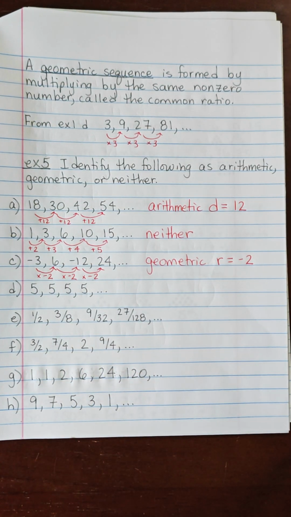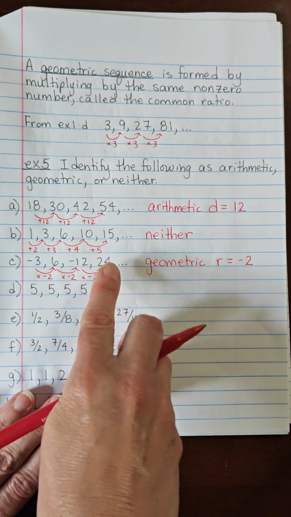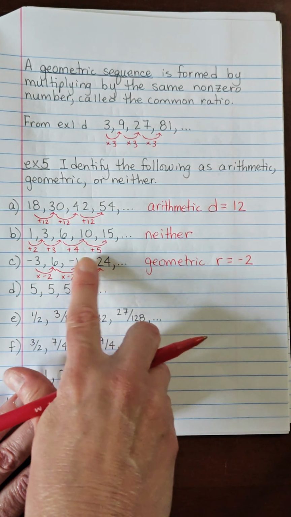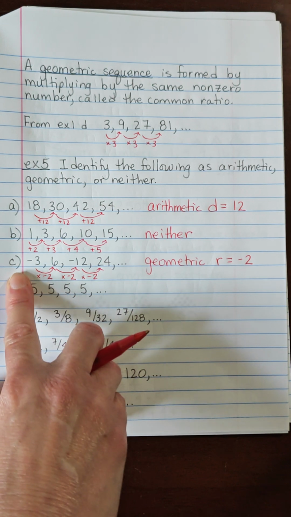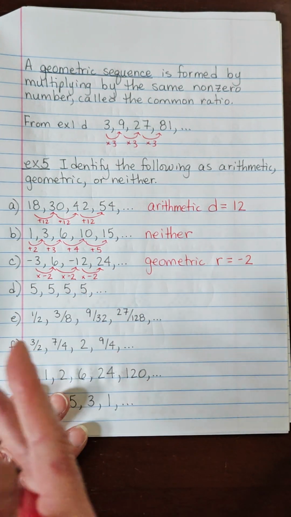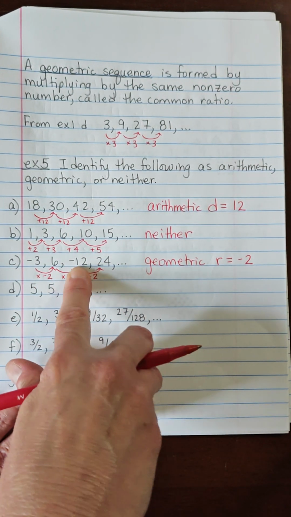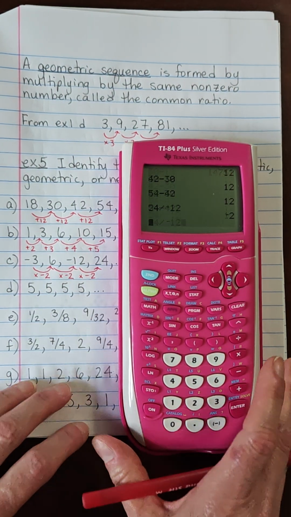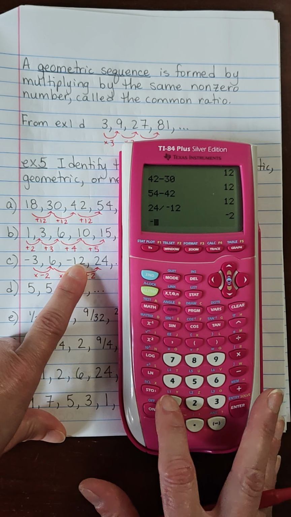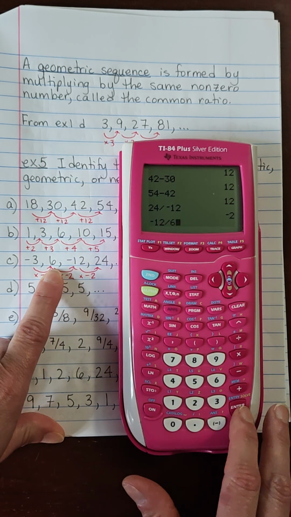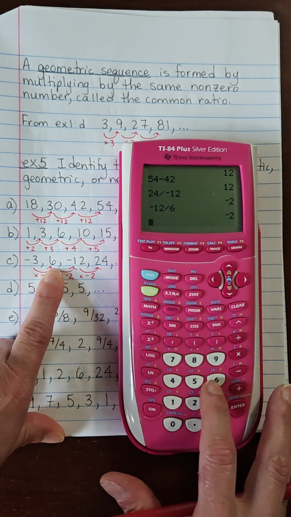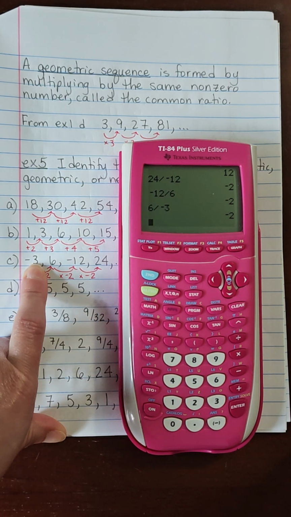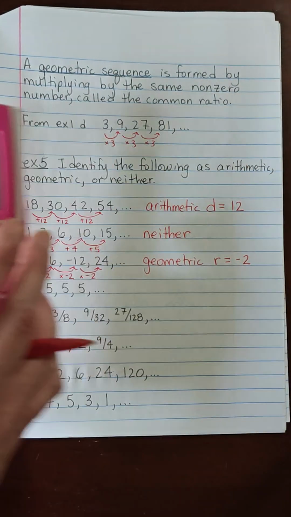It's called a common ratio because if I take the ratio or the division of successive terms, of adjacent terms, I get the same number. So 24 divided by -12 is -2. -12 divided by 6 is -2. So take any term and divide it by the one right before it, and you should get the same number. That's why it's called a common ratio.